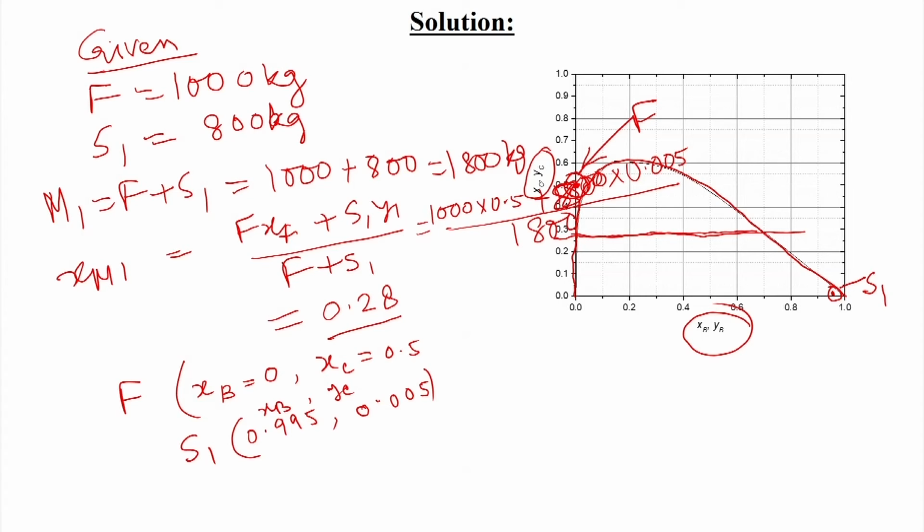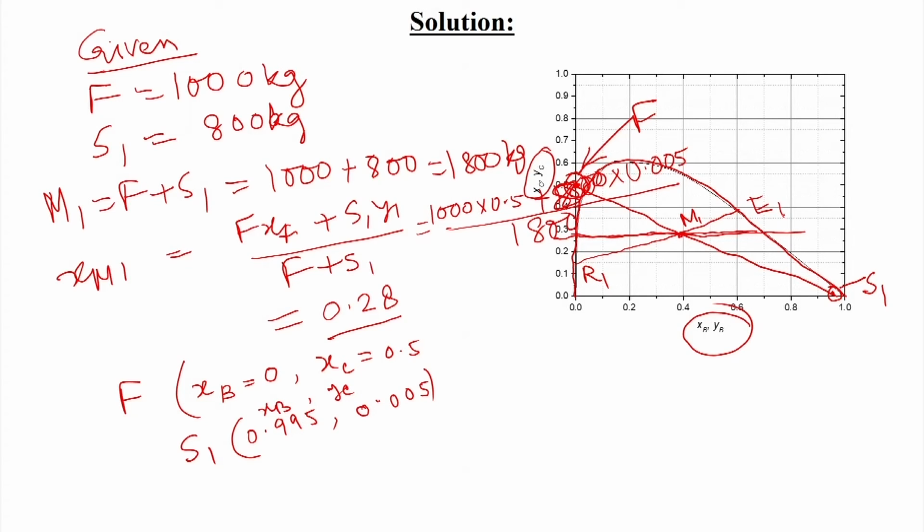Now we draw a straight line from F to S 1, and somewhere we will get the mixture point, that is M 1. Now from this figure, we get the tie line value from the supplied data, which gives R 1 and E 1.